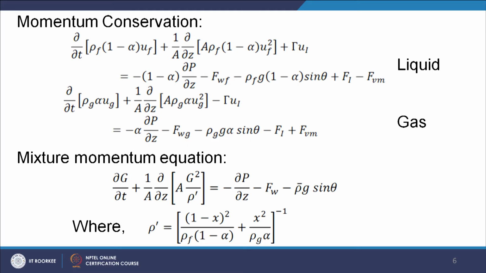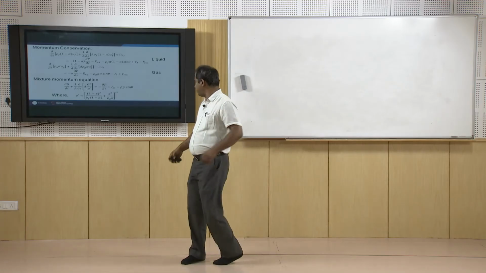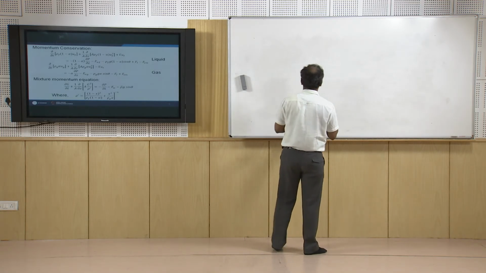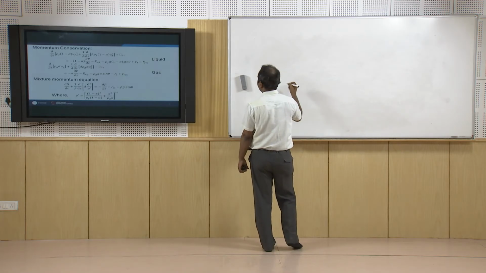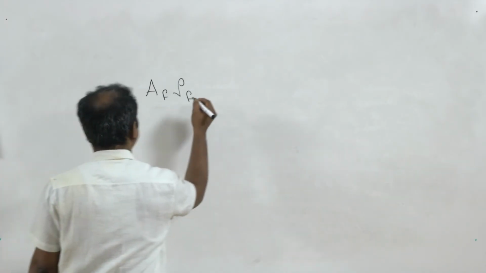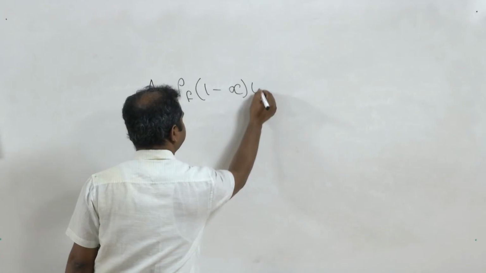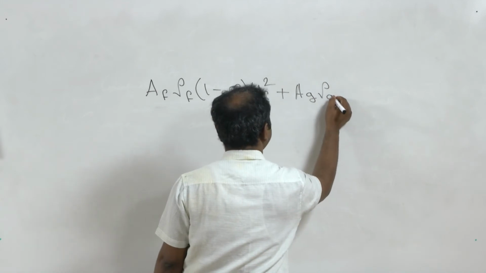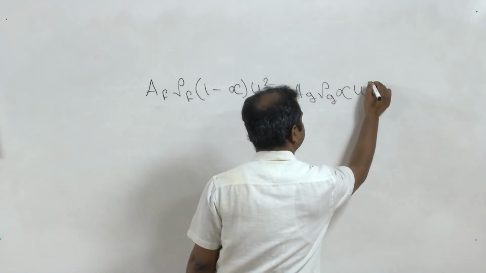Then in the second term, we are having 1 by A del del z of A rho f 1 minus alpha uf square plus A rho g alpha into ug square. Now, here we need to do a little bit of derivation. So, let us see how this term actually changes into the mixture momentum equation. So, we are having Af rho f and then 1 minus alpha into uf square, okay, plus Ag rho g alpha into ug square, right.